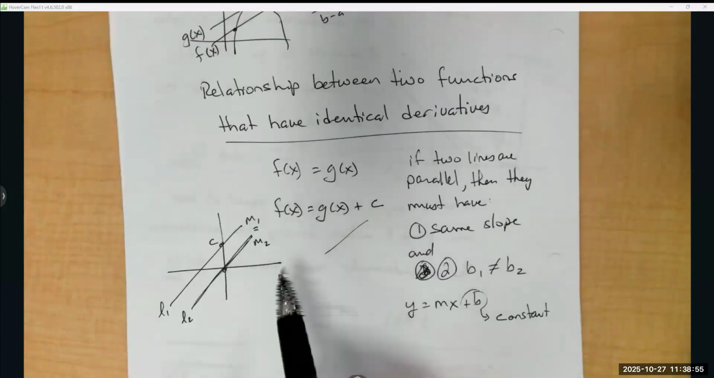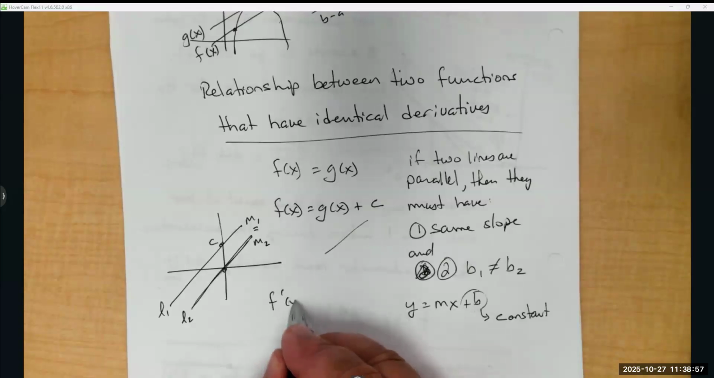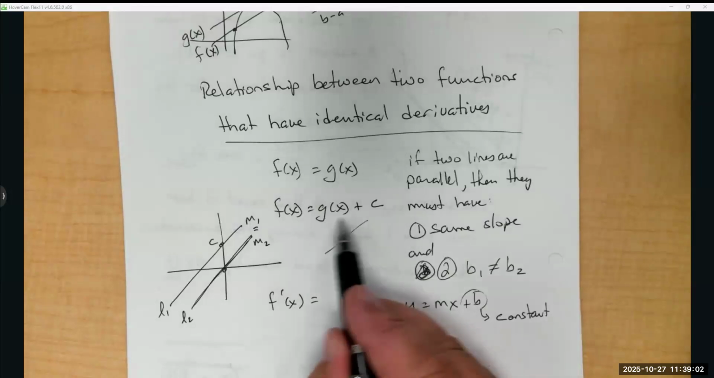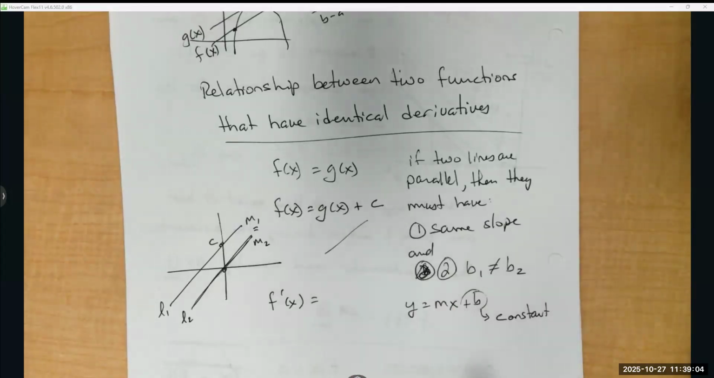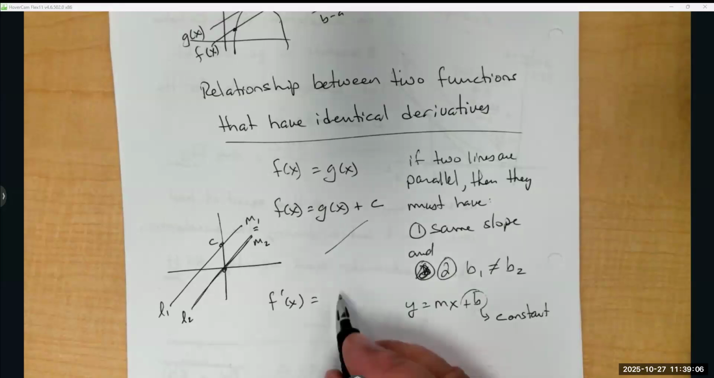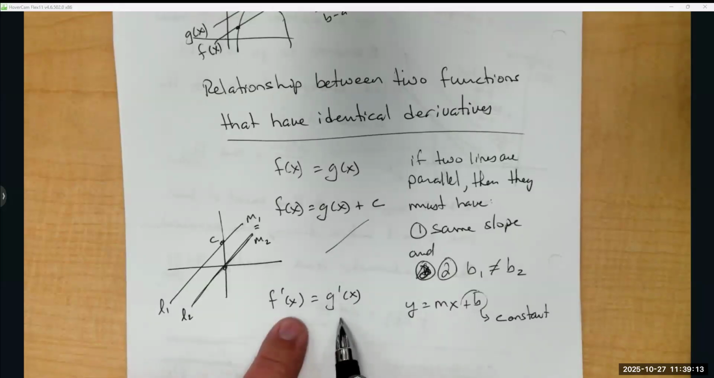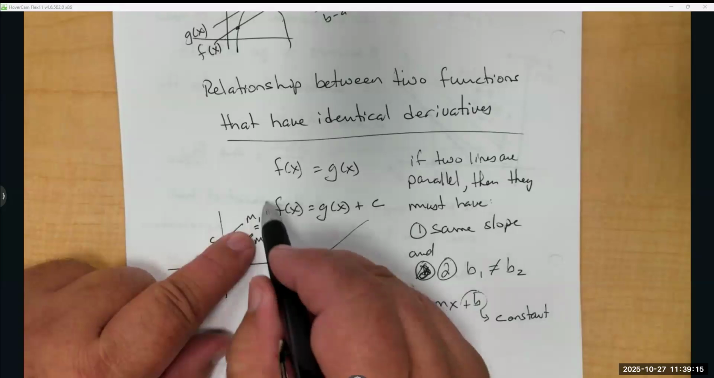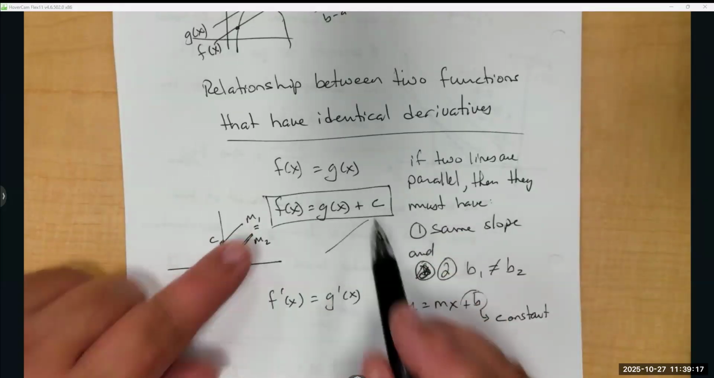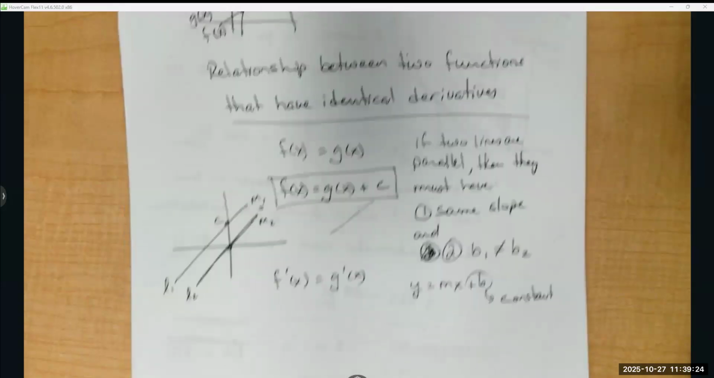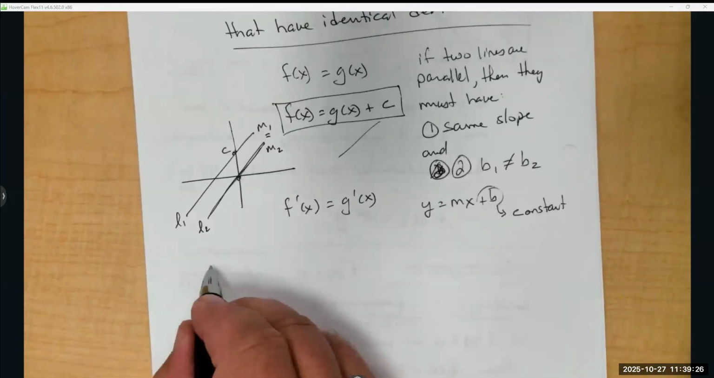Because if we took f of x, took the derivative of it, what's the derivative of this side? g of x, and we have g prime of x. They have identical derivatives. So that means the only way these functions can be different is by a constant difference. That's what corollary 2 tells us.